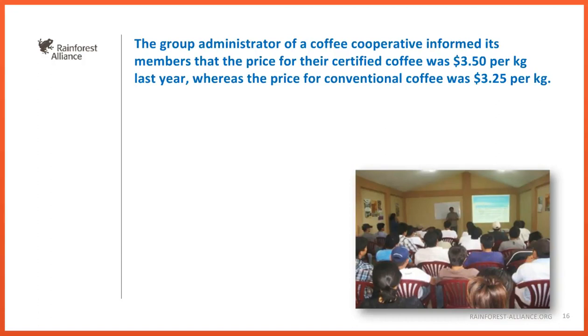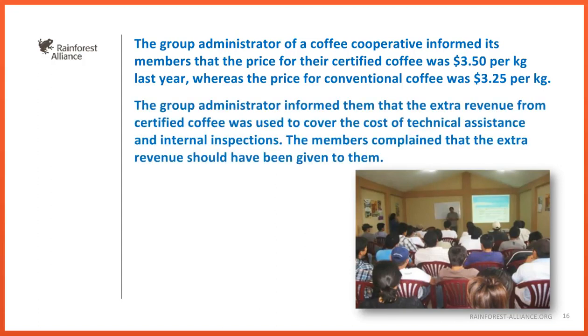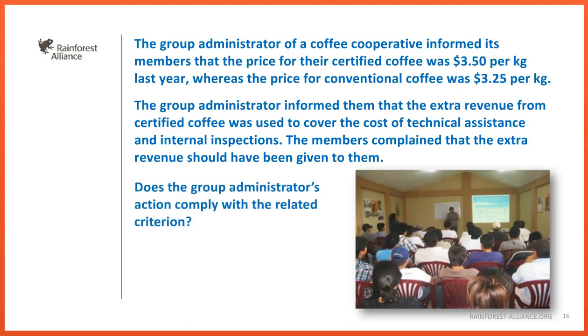Last quiz. The group administrator of a coffee cooperative informed its members that the price for their certified coffee was $3.50 per kilogram last year, whereas the price for conventional coffee was $3.25 per kilogram. The group administrator informed them that the extra revenue from certified coffee was used to cover the cost of technical assistance and internal inspections. The members complained that the extra revenue should have been given to them. Does the group administrator's actions comply with the related criterion?